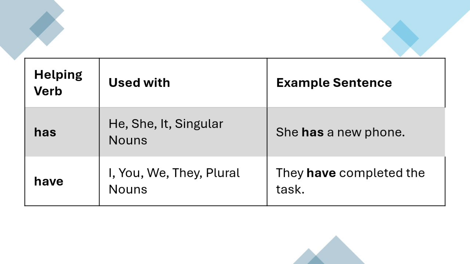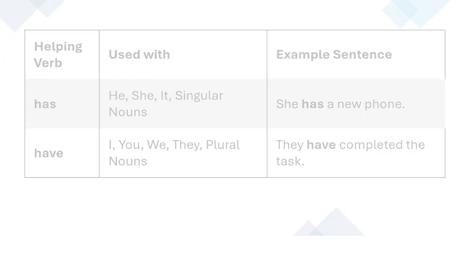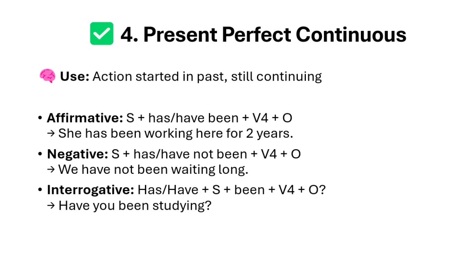Now let's move to the present perfect continuous tense. Present perfect continuous tense is used to tell an action which started in the past and is still going on. Now see the affirmative sentence structure. Subject plus have or has plus been plus the fourth form of verb plus object. Example, she has been working here for 2 years.